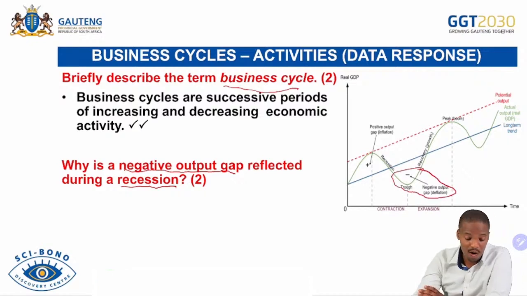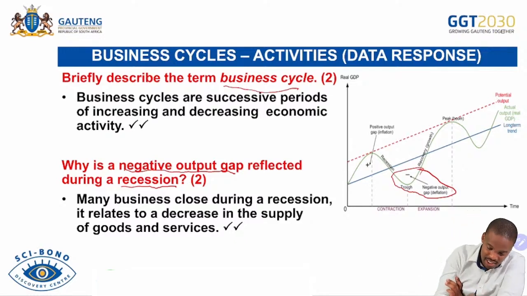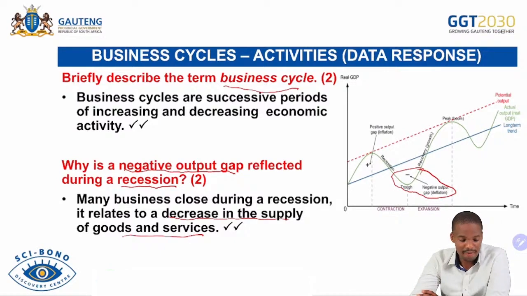Now the question is, why is it reflected during the recession? Your possible answer to this question: many businesses close during a recession. It relates to a decrease in the supply of goods and services. That is why we see it during the recession phase.